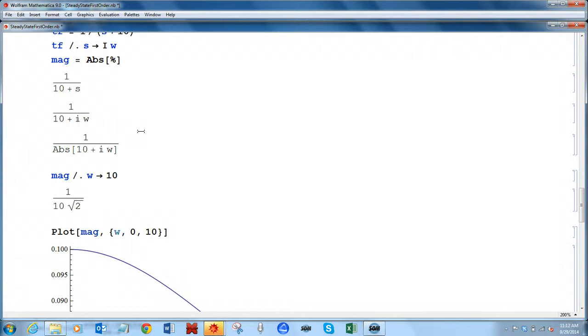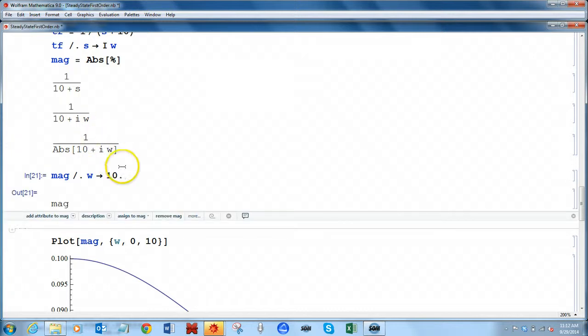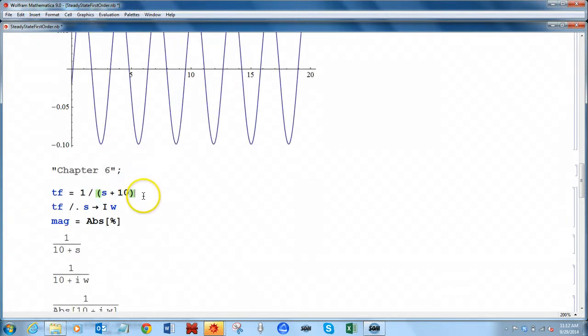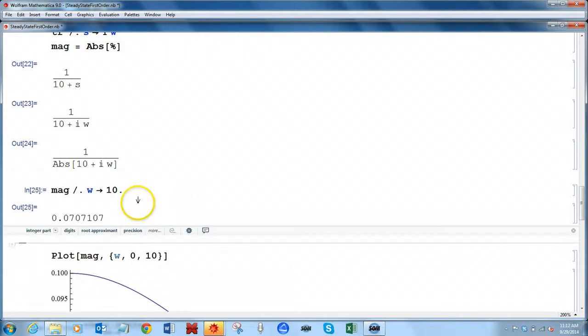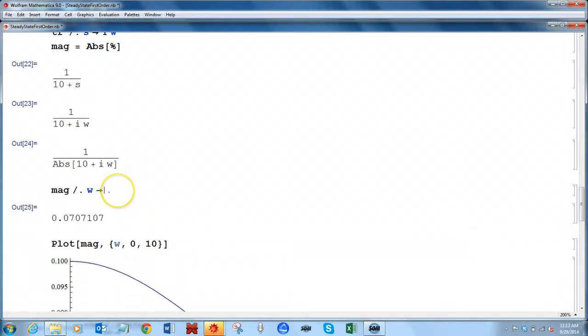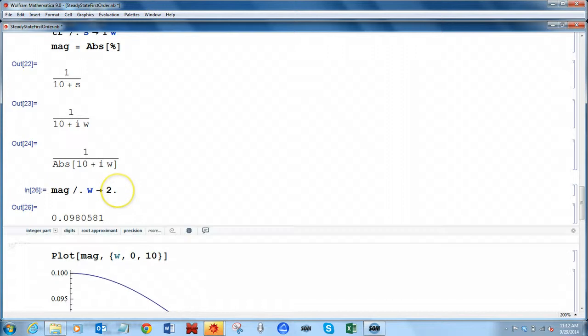So up here, let me get a number. Okay, put in omega equal 10, give it to me as a decimal. Whoops. Okay, let me execute. Oh, no, it was 2. I'm sorry. Omega was 2. 0.098. Is that about what we're getting? 0.098 on the graph? Come on, plot.